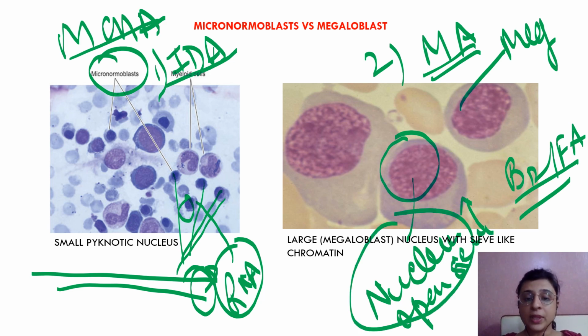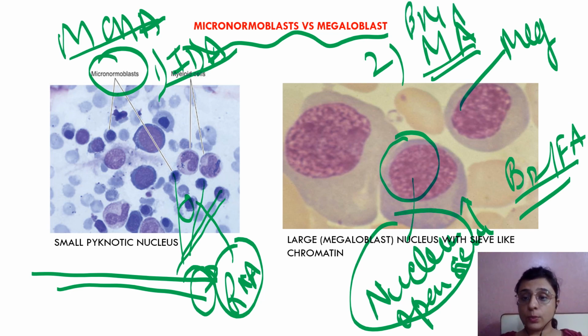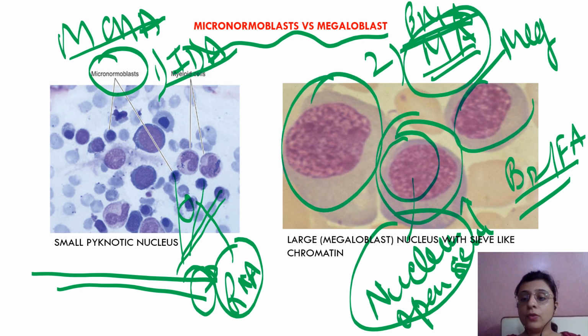So is it clear? Differences between micronormoblast and megaloblast. That is a very important finding in bone marrow. In fact, on bone marrow examination or bone marrow aspiration, if you find these megaloblasts, that is diagnostic for megaloblastic anemia. I hope this class helps you to differentiate between the two and the reasons behind their presence and appearance. Okay, thank you.